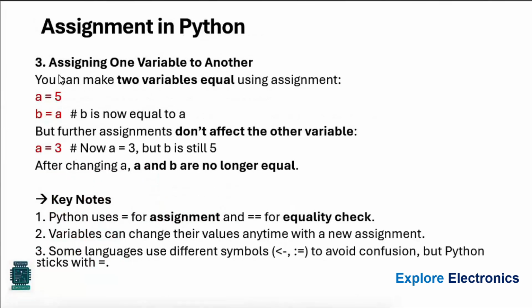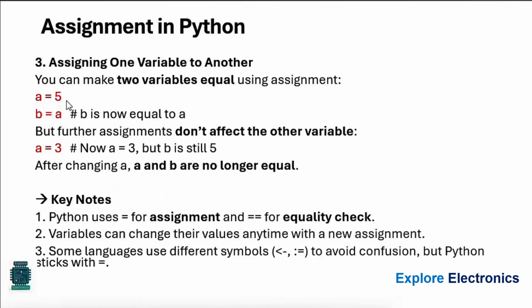Let us see the next concept, which is assigning one variable to another. Here we have two variables, a and b. Here we are assigning one variable to another. How exactly can we do that? Let us see. You can make two variables equal using assignment. Here I am doing b is equal to a by using the equal assignment operator. Got it? Let us see. I have taken initially a is equal to 5. I have initialized the value to 5. Again b is equal to a. Here b is now equal to a, which means b is equal to 5 here.